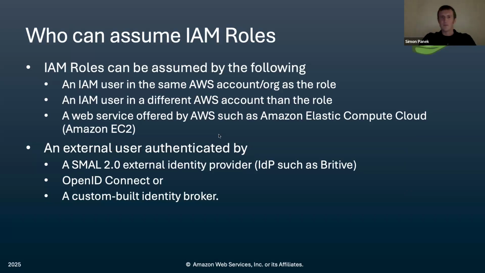So who all can actually take on these roles? Well, we see a few of them listed here. We could have IAM users within the same account. We could have IAM users in a different account, which would be called a cross-access IAM role. We could have a web service like EC2, where an instance is actually granted permission to perform certain activities. Or as I mentioned, we can have an external user, someone that's authenticated by a SAML 2.0 external identity provider, an IDP, such like Britive, or through OpenID Connect or a custom-built identity broker. So this gives us the flexibility to allow a number of different users and identities to have specifically predefined role access and permissions to particular resources within the accounts.